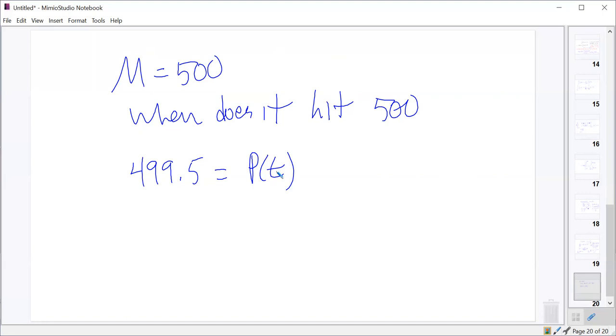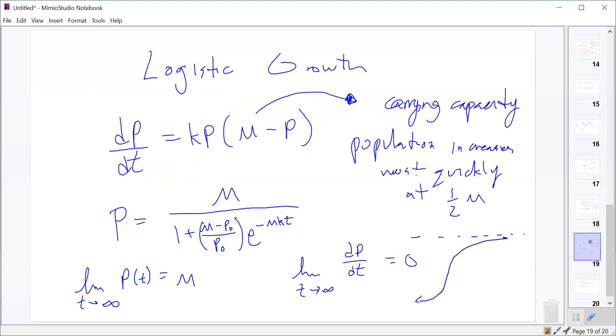And then let's see, other thing I wanted to say about this. Population increases most quickly at 1/2 M, and this is a point of inflection at 1/2 M, right? At 1/2 of the carrying capacity, the graph hits a point of inflection, goes from being concave up to being concave down. Everybody good there?